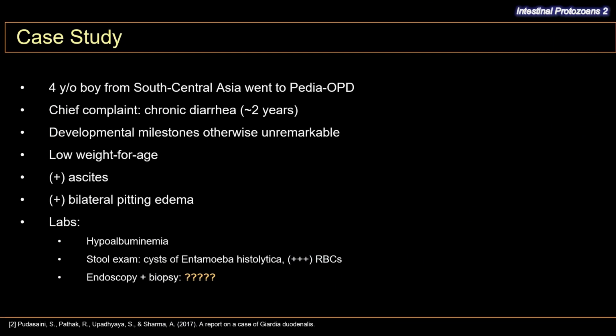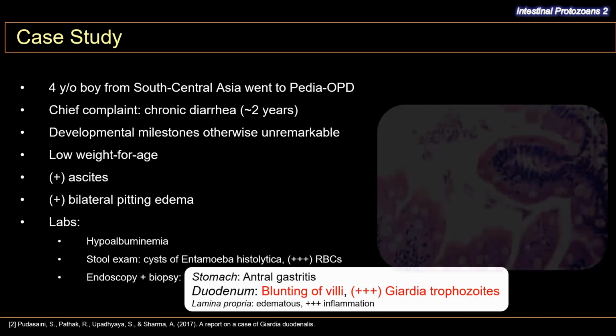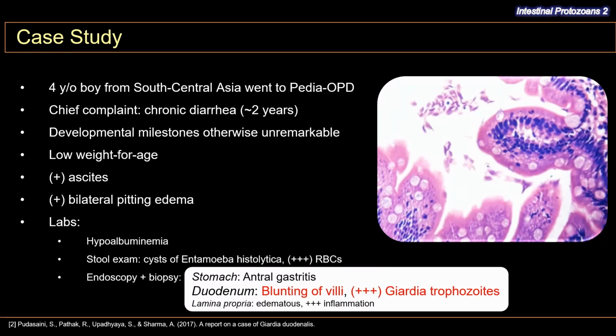Now let's go back to our trigger case. As a recap, we have a 4-year-old patient with wasting and chronic diarrhea for 2 years, with signs and symptoms of fluid retention. There is evidence of possible Entamoeba histolytica infection, but is there another culprit? Endoscopy and biopsy showed blunting of the intestinal villi with numerous trophozoites of Giardia lamblia along the surface epithelium. So that's the diagnosis. As we've learned earlier, Giardia infection causes blunting and destruction of intestinal villi, causing malabsorption symptoms.